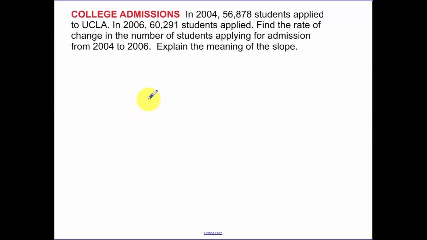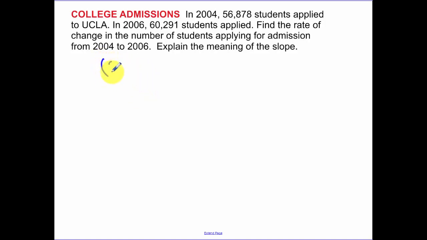So college admission, okay, in 2004, 56,878 students applied to UCLA. In 2006, they had 60,291. Find the rate of change in the number of college students applying for admission from 2004 to 2006, and explain the meaning of the slope. Okay, so what that means.